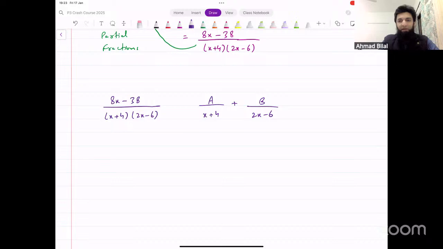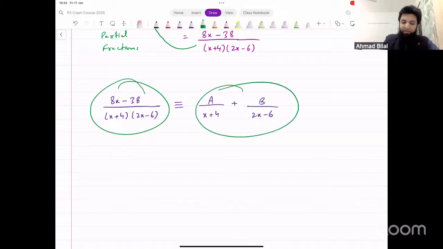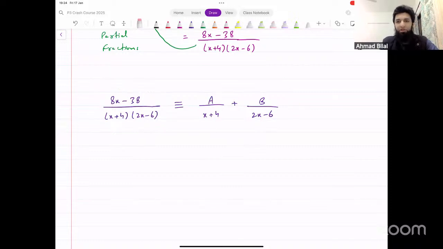Now, how do you find the values of a and b? Remember that definition of identity that we discussed earlier. The left-hand side here and the right-hand side are basically identical to each other. We talked about identities in polynomials earlier as well. These are just two different ways of writing the same thing.